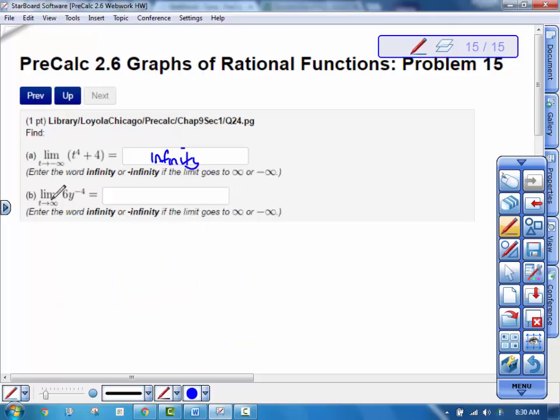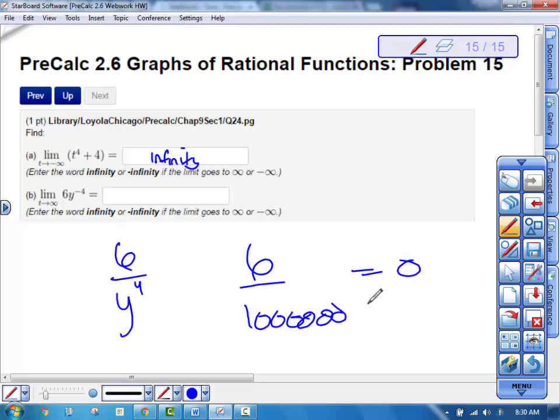You can do the same thing with the next one then. What happens when you stick in a huge positive number? And for this one, this is really 6 over y to the 4th. So when you stick in a really big positive number, you get a huge number in the bottom. So 6 over some huge number, I mean, think about it, that's going to 0. All right, so we would just say that's going to be 0.